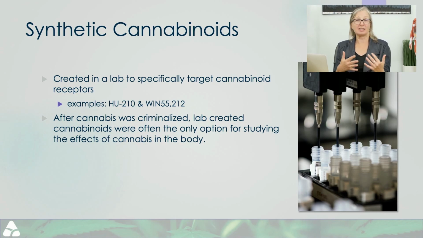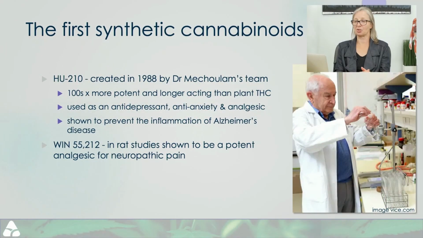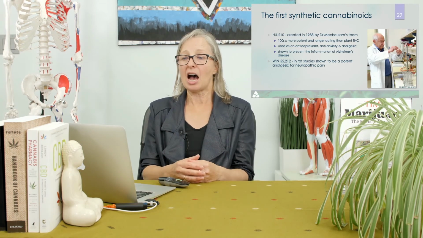But they wanted to study this, so they had to create synthetic versions, and so we've learned a lot from these synthetic labs. HU-210 was created in 1998, so probably the first synthetic cannabinoid that was created. Dr. Meshulam's team, of course, we've learned about Dr. Meshulam and all of the early research that he did into cannabinoids and sort of set the stage for the discovery of the endocannabinoid system. The interesting thing about these synthetic cannabinoids is they are much, much more potent than the cannabinoids that you would get from the plant, to the tune of hundreds of times more potent.